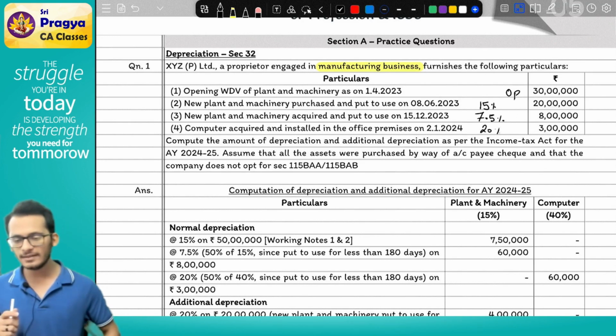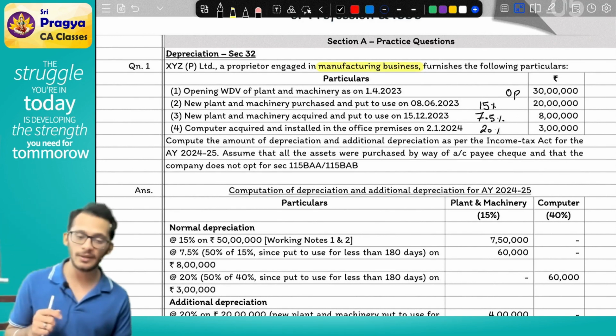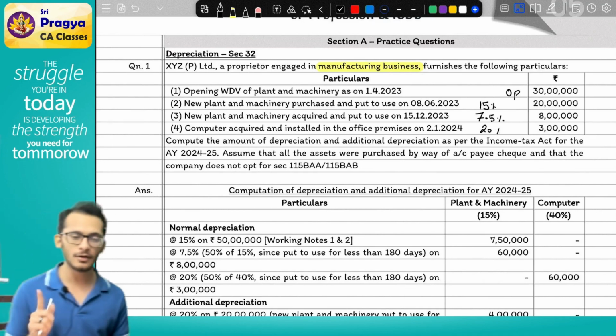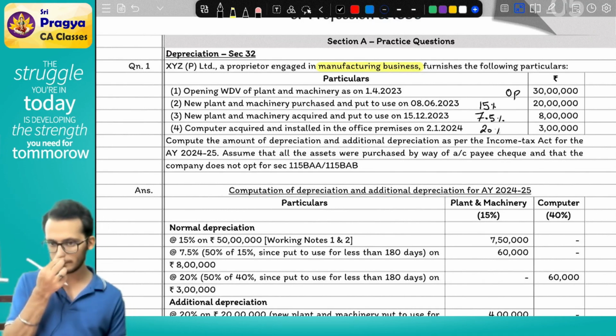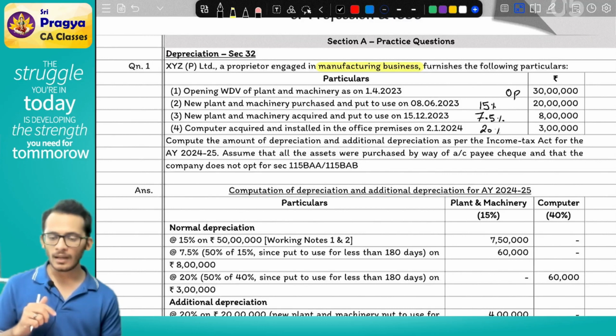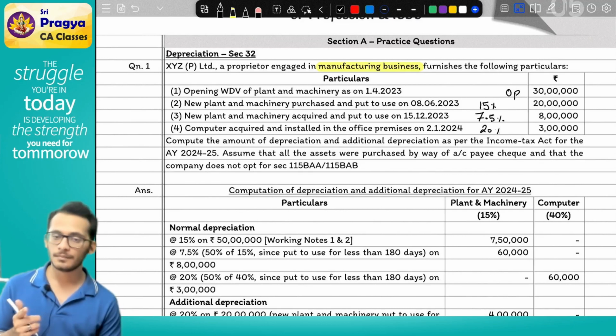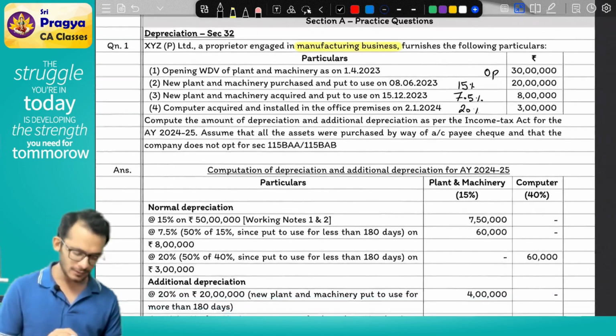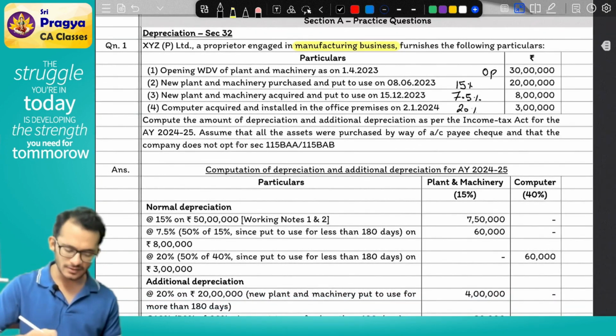Yes. Now the question is coming and saying you have to find out the depreciation assuming all payments happened by account payee cheque. Payments happening by account payee cheque is a good idea, not a good idea? Account payee cheque is permissible, not permissible? It is permissible, therefore no restriction. Now understand, in the question they are coming and saying computer is installed in office premises. So computer, can you claim additional depreciation? No. So therefore computer will become 0.